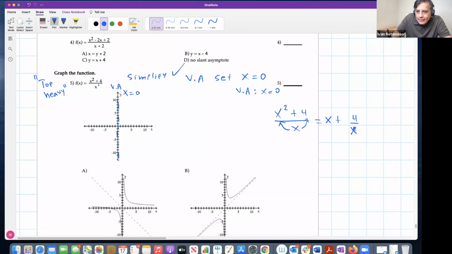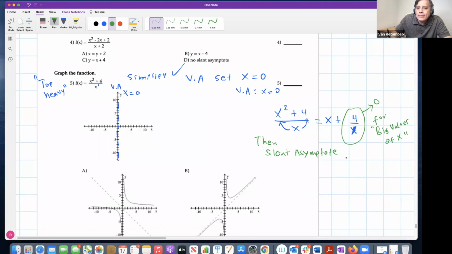But we said that this part, the one associated with the remainder, for big values of x goes to 0, on the left or on the right. So forget about this, and just keep this. So then your slant asymptote will be this, y equal x. This is the quotient, y equal x.